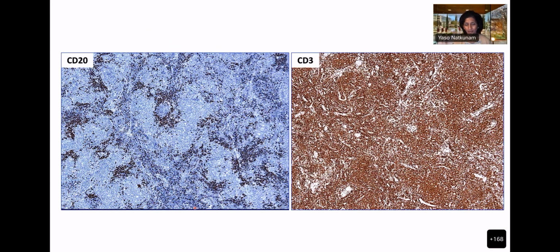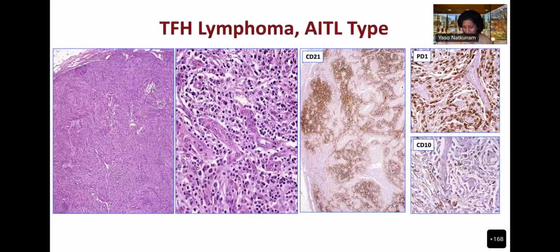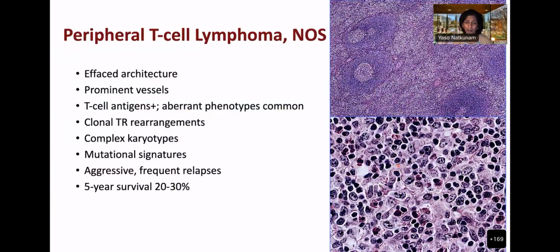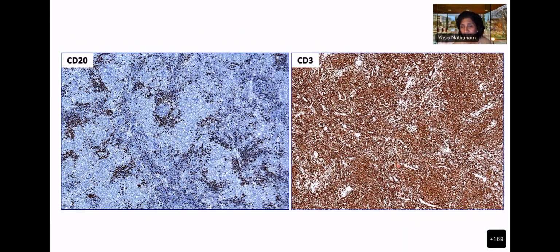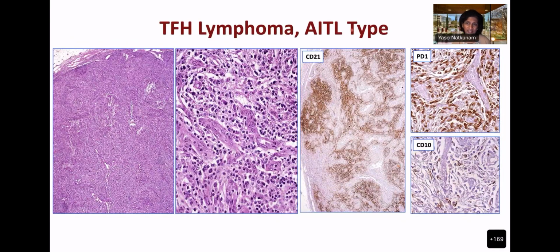Very clearly shows that this paracortical expansion is all CD3 positive cells. The first example I showed you is really a peripheral T cell lymphoma NOS, but as you know, follicular helper T cell lymphomas can also have that pattern. These are much more effacing, so typically they have a diffuse pattern, but it can have very prominent vasculature and very prominent dendritic cell expansions. And then TFH markers such as PD1 and CD10, and there are several others like ICOS and CXCL13, can also help you with this diagnosis.